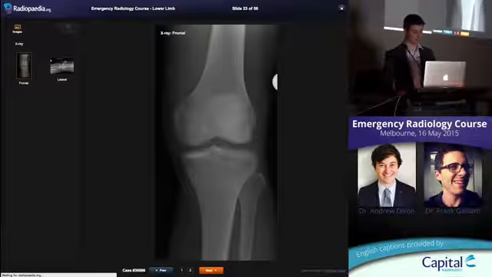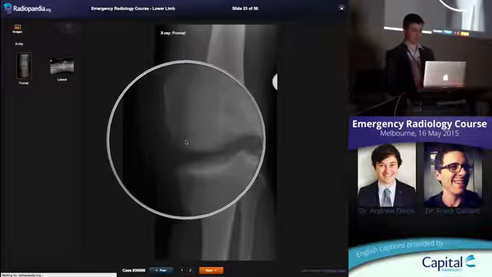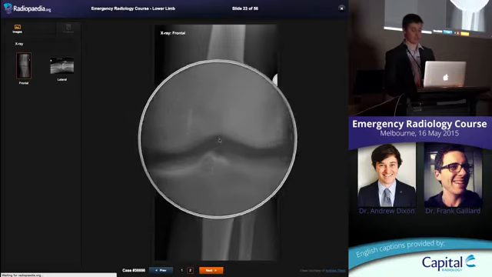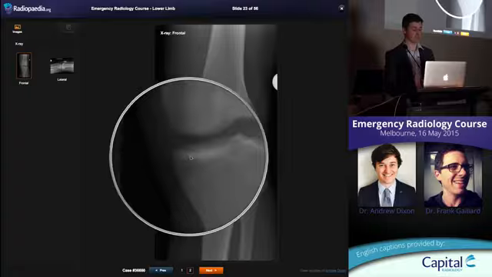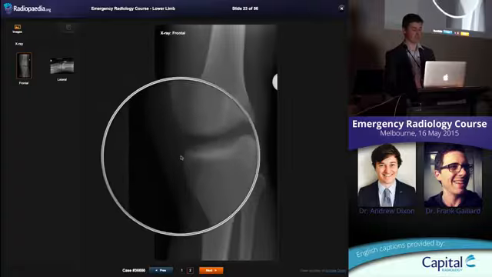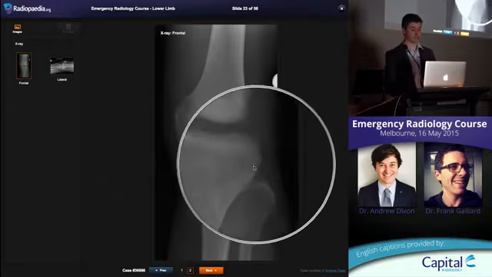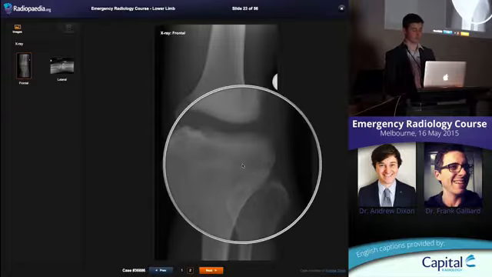Here's a patient who's had a twisting injury to the knee. On the AP film, we're tracing the condyles, looks nice and intact. We're tracing the tibial plateau. I can't see any step there, looks good. We're looking for little avulsion fractures out the side here. We're looking at the fibular head, make sure that's intact.